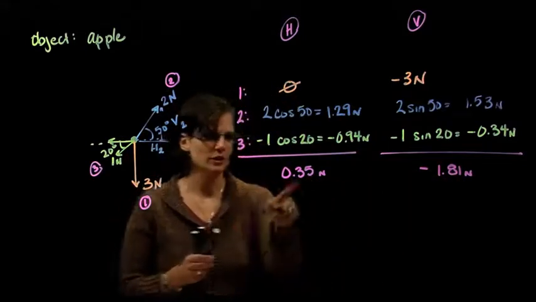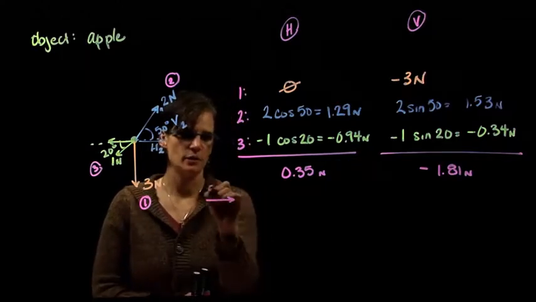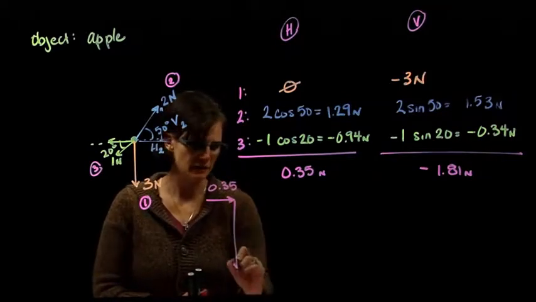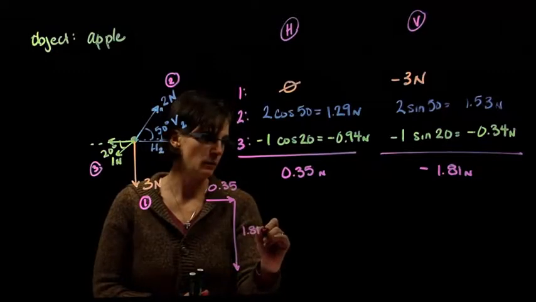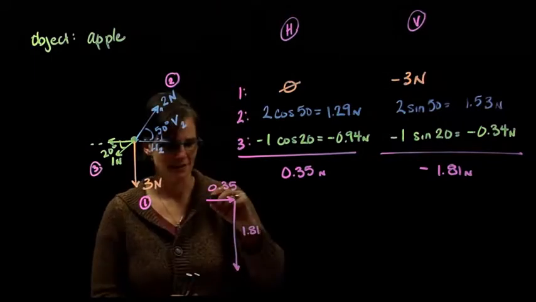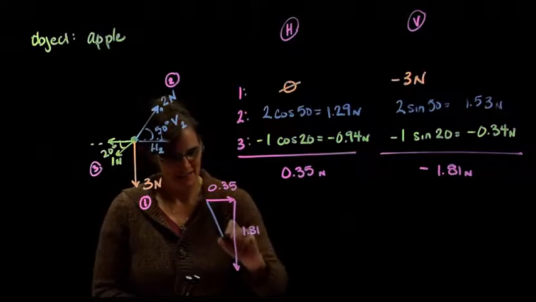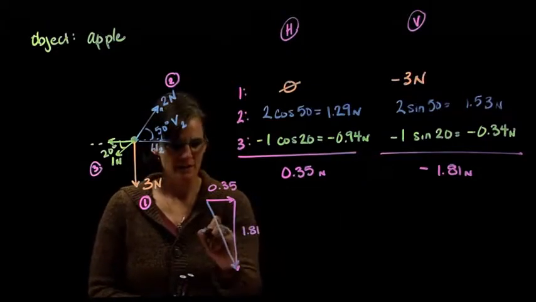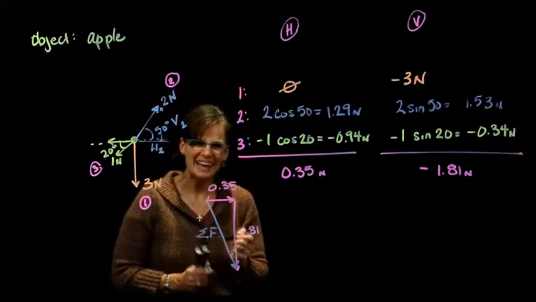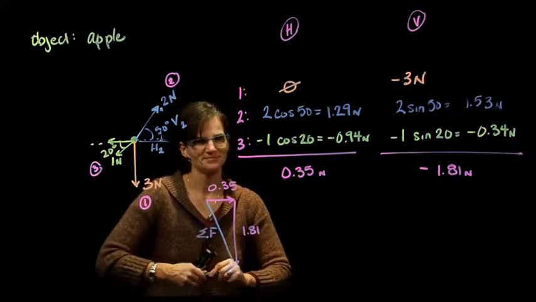How will that look? Well, the horizontal component is positive 0.35, and the vertical component is negative 1.81. So if I use my graphical analysis of two vectors, in this case they're component vectors, adding together, this will be my net force. So how do I get that magnitude and direction? Well, I use my tools for trigonometry.